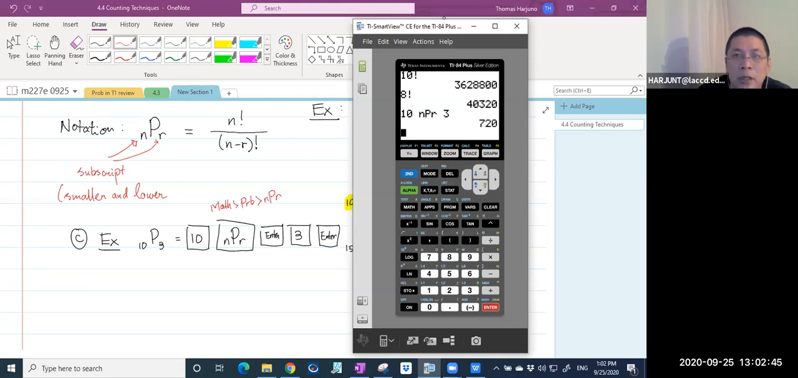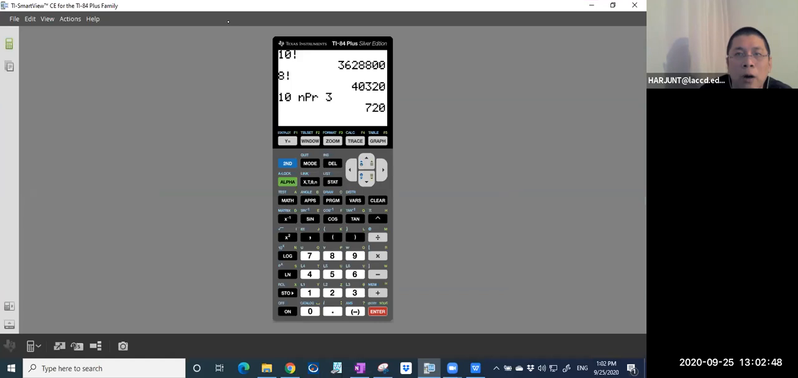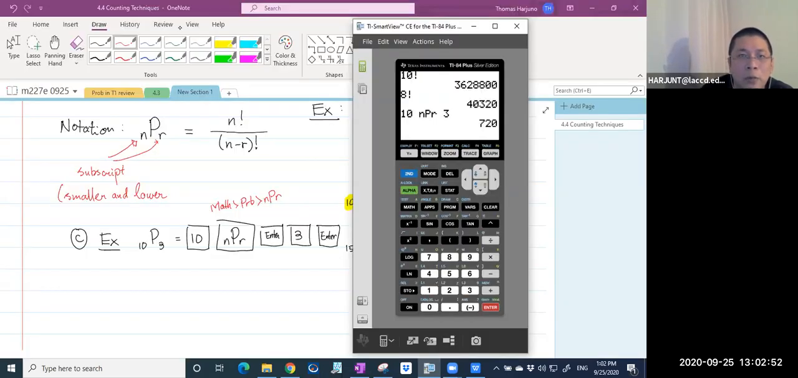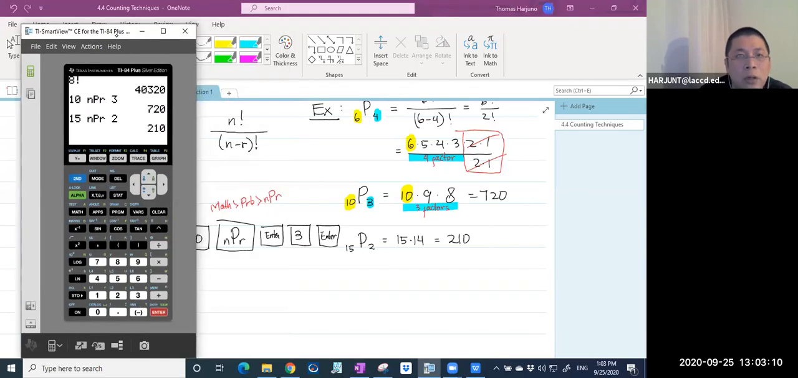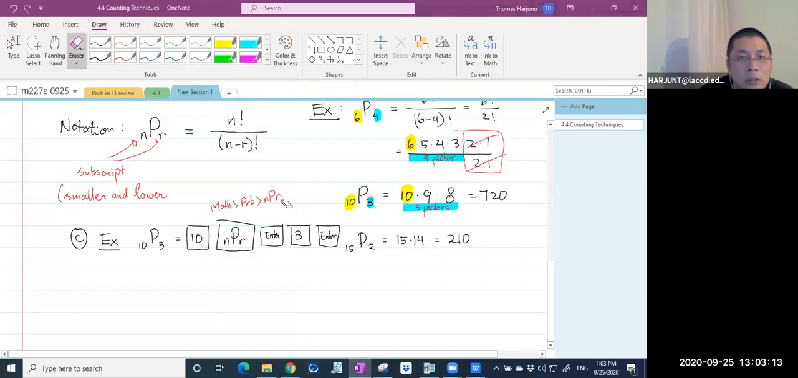Okay. Let me check the last one. How about 15 permutation 2? 15, math, PRB, nPr, 2, enter. Actually, after I typed the nPr, I don't need this enter. Sorry. I can just do 2 and enter right away.